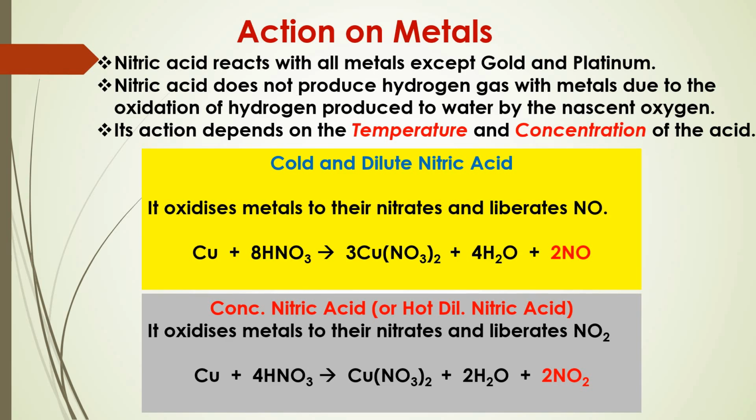Let's see the chemical equation. Cu plus 4HNO3 reacts to produce copper nitrate. So copper gets oxidized to copper nitrate, along with water, and nitrogen dioxide gas is produced. So these are the two reactions which you have to learn according to the new reduced syllabus. Please practice writing these equations, and remember the gas formed in different conditions.